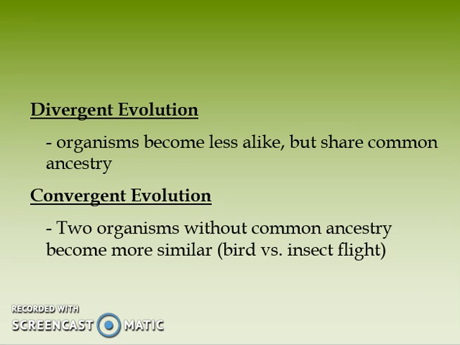Convergent evolution is when two organisms do not have a common ancestor but have a similar trait, like birds and insects both have flight. Birds and bats both have flight, but yet they come from a different ancestor.